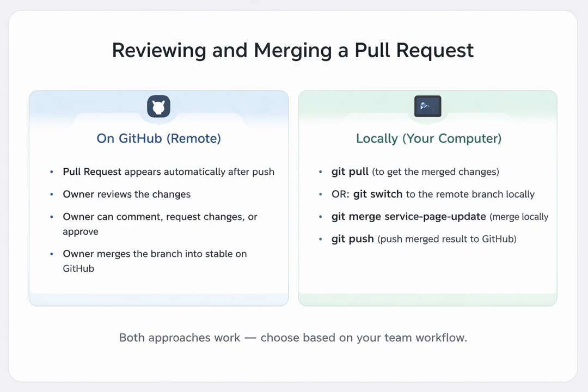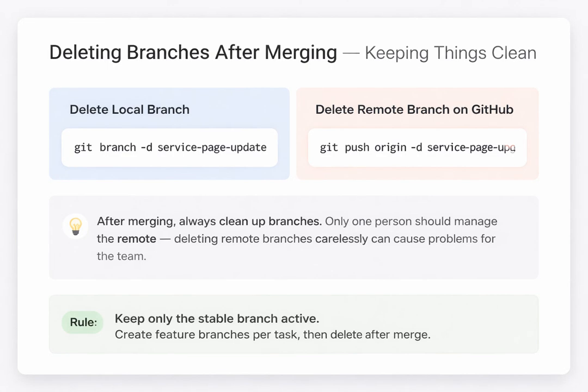Both approaches are valid. In real-world teams, the common practice is to merge on GitHub because it keeps a clean record of who reviewed and approved what. After merging, the feature branch is no longer needed and should be deleted, both locally and on the remote. After a branch has been merged, it is good practice to delete it so your repository stays clean and organized.